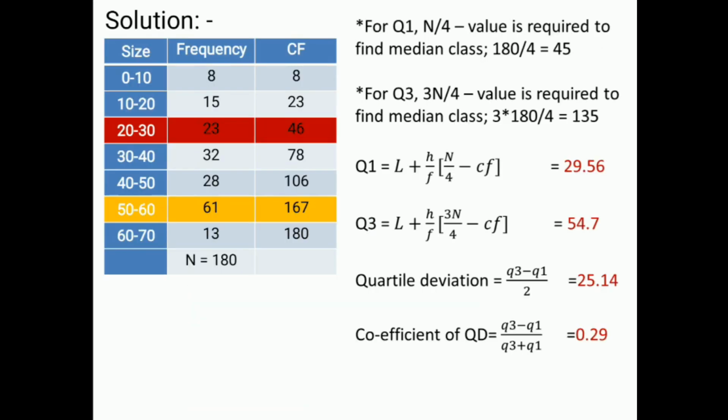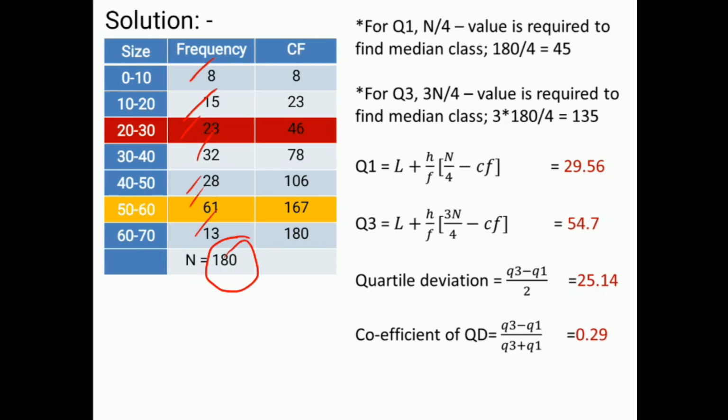In the solution part, you can check the table: the class interval and frequency, which are taken from the question table. One more column is included in the table, that is the cumulative frequency column. Let me explain how to calculate the cumulative frequency. The frequency values are 8, 15, 23, 32, 28, 61 and 13. The total of all the values is n, that is 180.